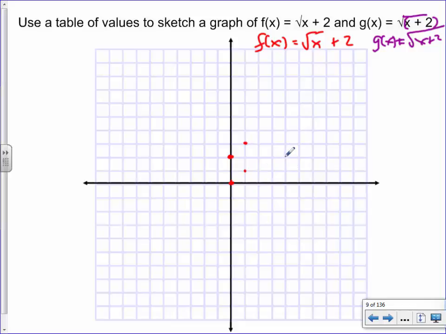It used to go through 4 and 2. Now that's up here. No, that's too far up. Right there. And it used to go through 9 and 3. Now that's up here. So this is what that graph should look like. So we can still move graphs around even if they're not polynomials. So that's this one right here.